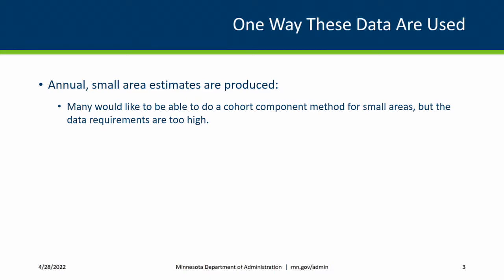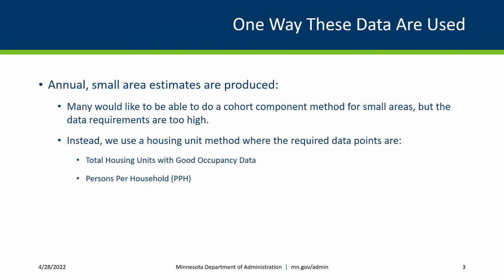A lot of people would like to do certain types of estimates. The cohort component method would be great, but cohort component methods are very data intensive. We need a lot of data in order to be able to do those types of estimates, so they're not always possible. And so instead we use the housing unit estimate.